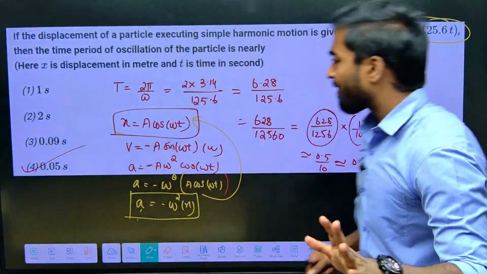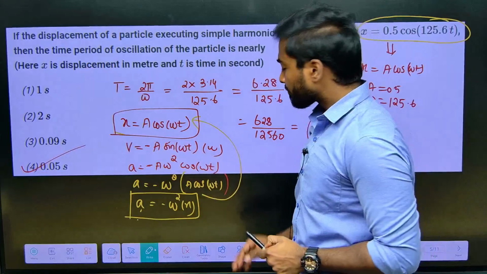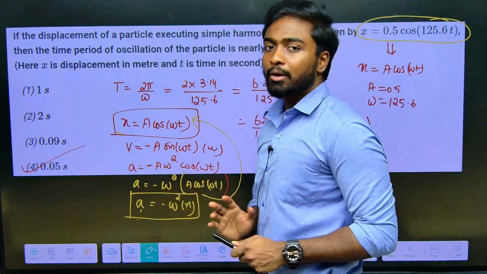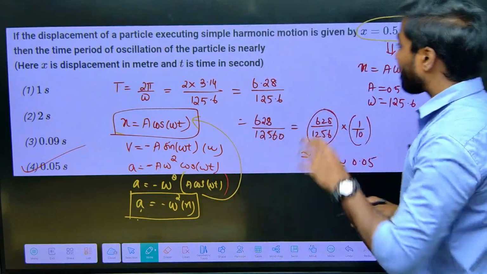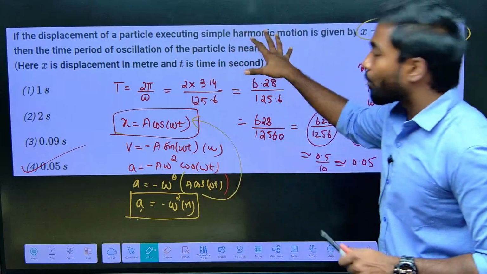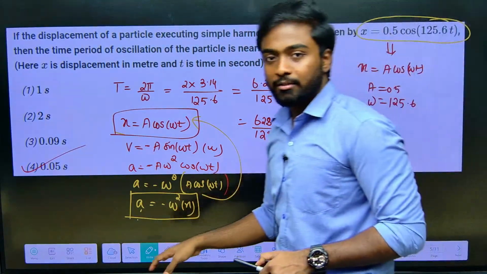Whenever they are giving a velocity equation also, I need to take this equation and try to compare it. Whenever they are giving an acceleration equation also, take that equation and try to compare it. So don't blindly apply those conditions. Try to analyze what they have given and then try to apply the conditions.